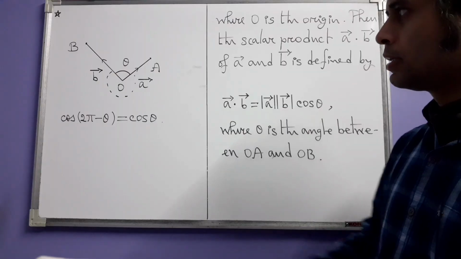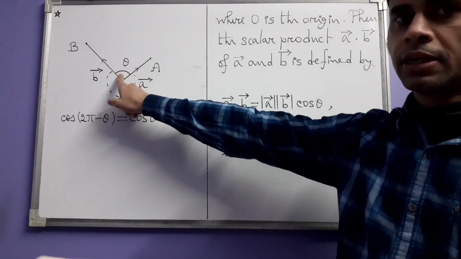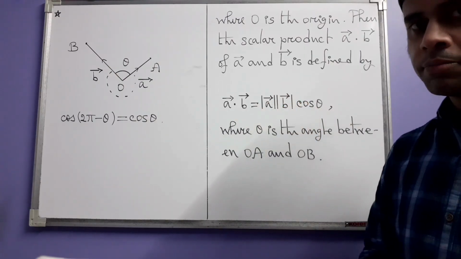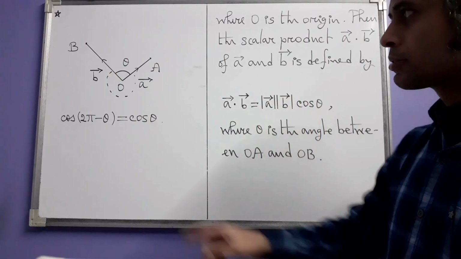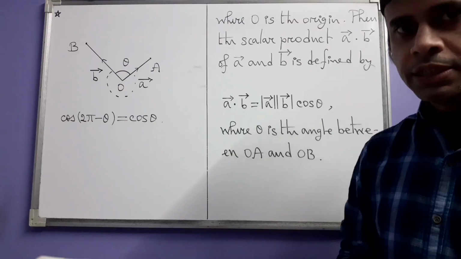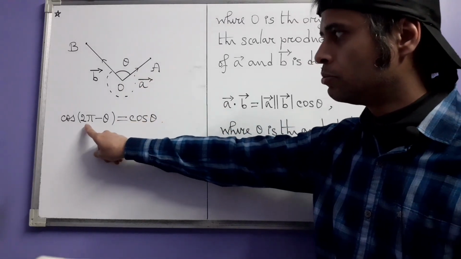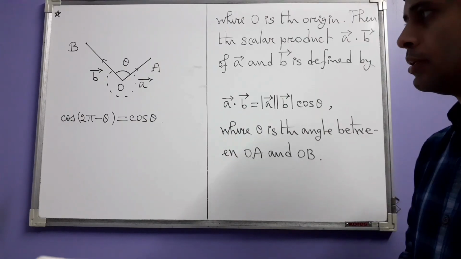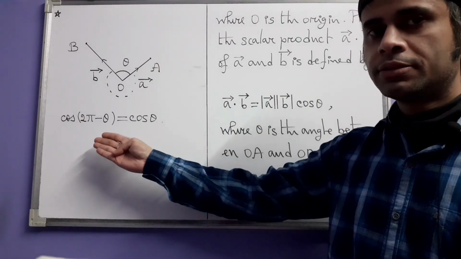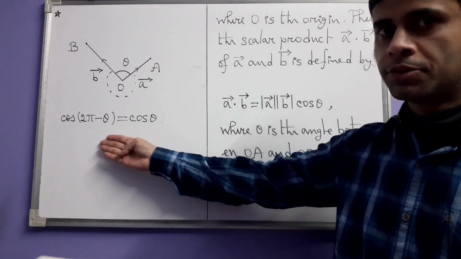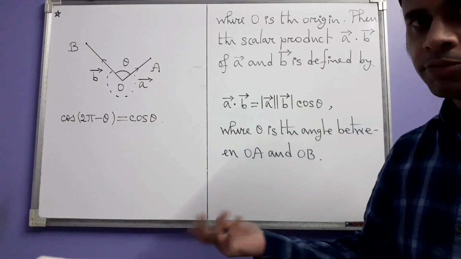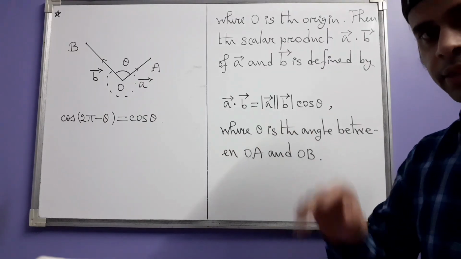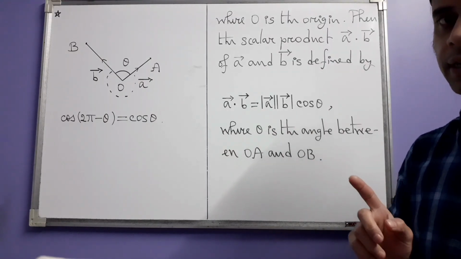That is because if someone considers this one and calls it theta and gets this value of the scalar product, someone else considers the other angle, which in terms of theta is 2 pi minus theta. We are of course measuring angles in radians. However, from elementary trigonometry, you know that cosine of 2 pi minus theta is the same as cosine of theta. So no matter which angle you choose, you ultimately get the same value. However, there is another problem.